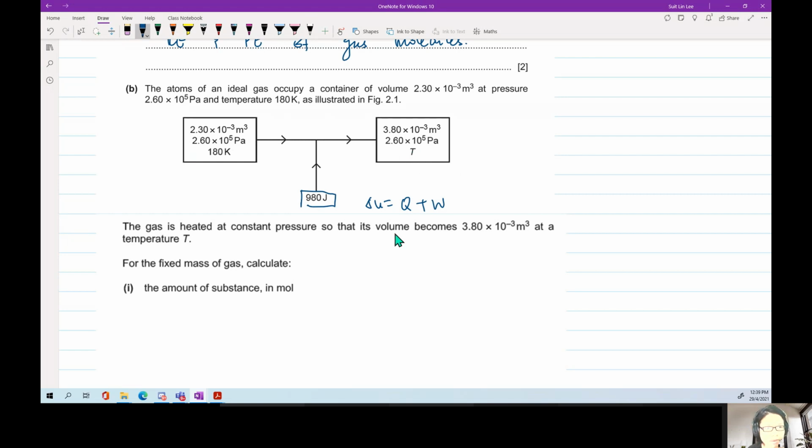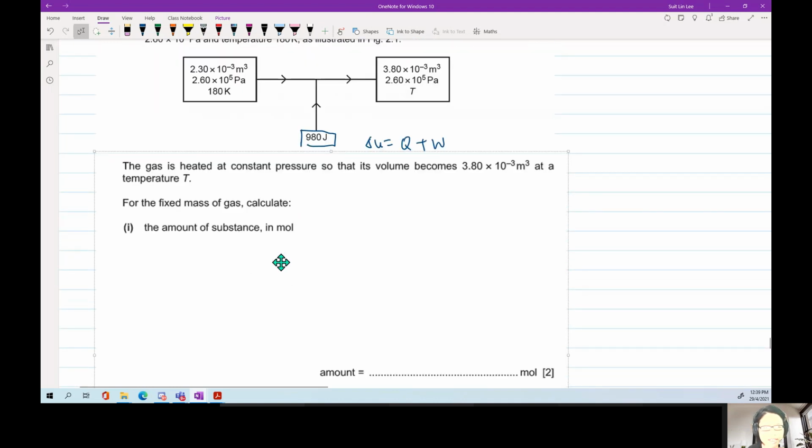This is temperature T. Gas is heated at constant pressure, so the volume becomes this one. Okay. For the fixed mass of gas, calculate the amount of substance in mole. This is bonus. We're going to start with this one first. PV is nRT. So the gas doesn't have more or less particles. The number of particles are the same.